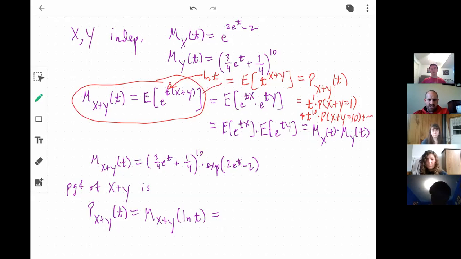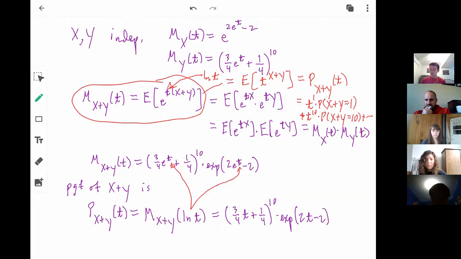If I plug in logarithm of t for t, right there and right there, you know that e to the logarithm of t is just t, so this is going to be (3/4 t plus 1/4) raised to the 10th times the exponential of 2t minus 2. Does that make sense? Now, that might not seem all that helpful at first.